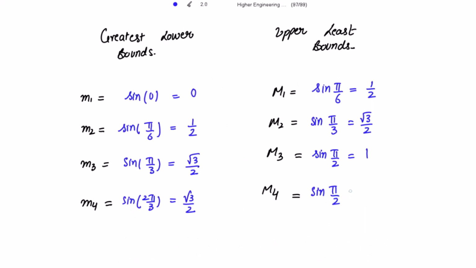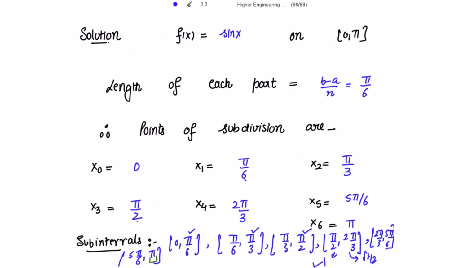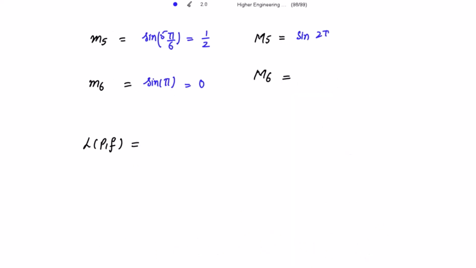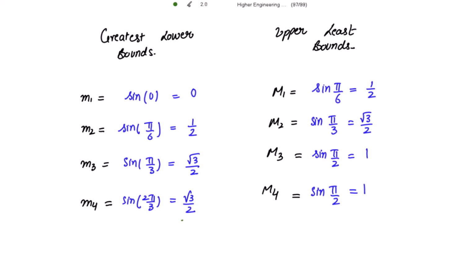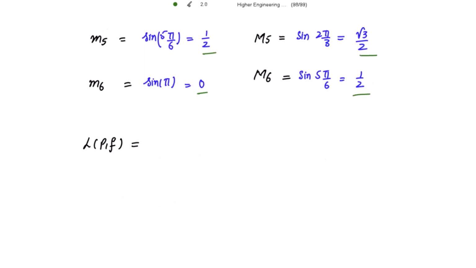So sin of pi by 2 is equal to 1, and for capital M5 we have to take sin of 2 pi by 3 and then sin of 5 pi by 6. Sin of 2 pi by 3 is equal to square root 3 divided by 2, and sin of 5 pi by 6 is equal to 1/2. You can also match these values with each other. So the greatest lower bounds are smaller than the least upper bounds. Okay, let's find out the lower Riemann sum now.